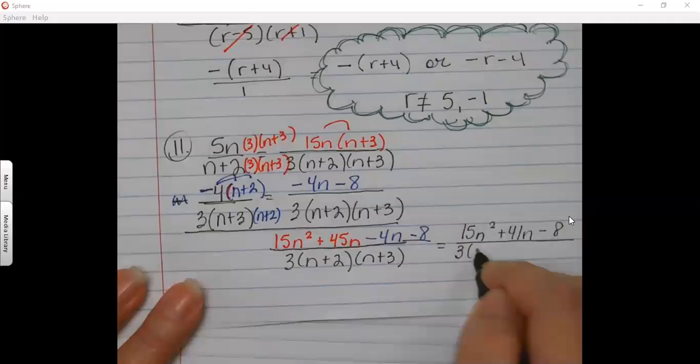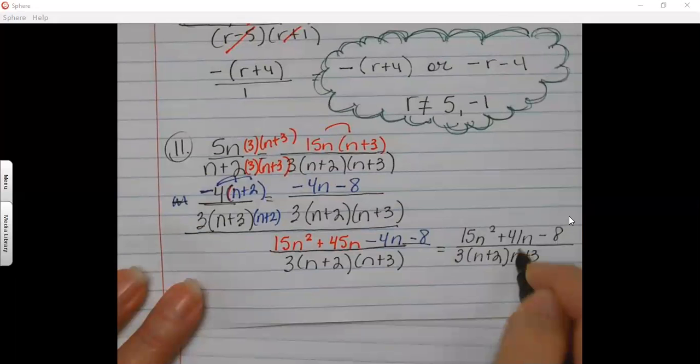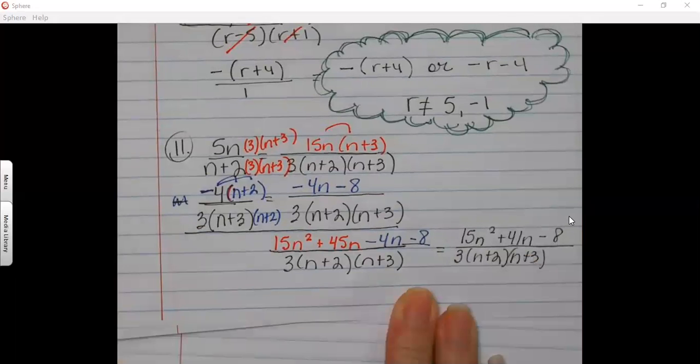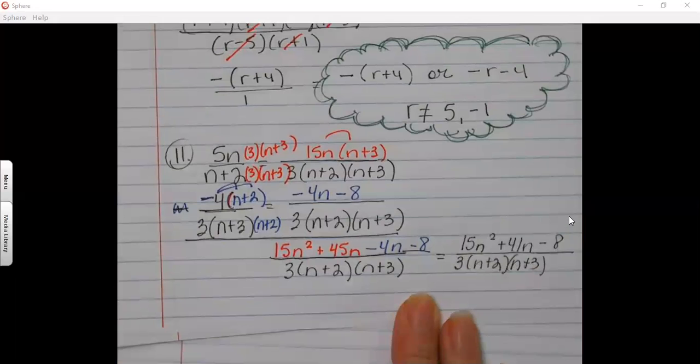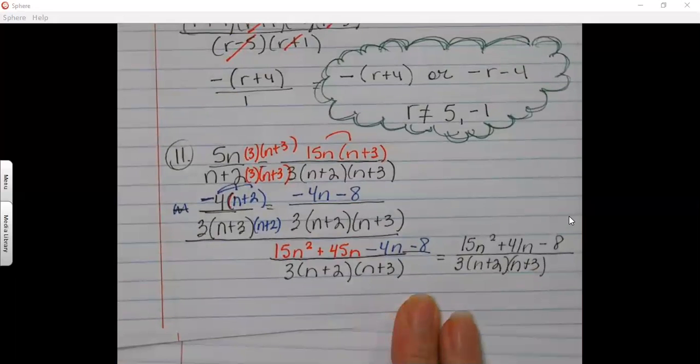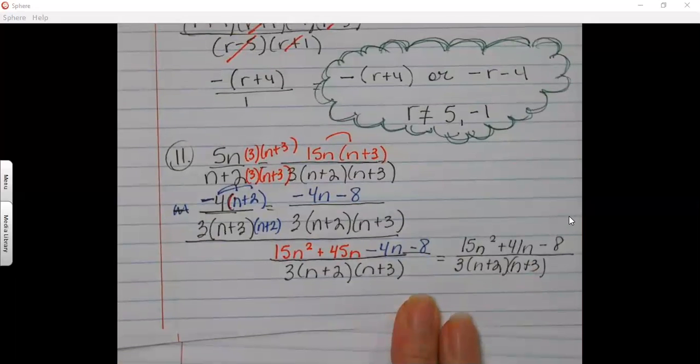Now, does that numerator have a GCF? No. And to factor it, I would need two numbers that multiply to get whatever 15 times negative 8 is and add to get 41. I'm looking at the answer sheet and I know that it can't be factored. But if it could, I would need to factor to see if I could cancel anything out. Okay? So this is the way the answer is given on the answer sheet. And this section did not ask for any excluded values, so this is my answer.